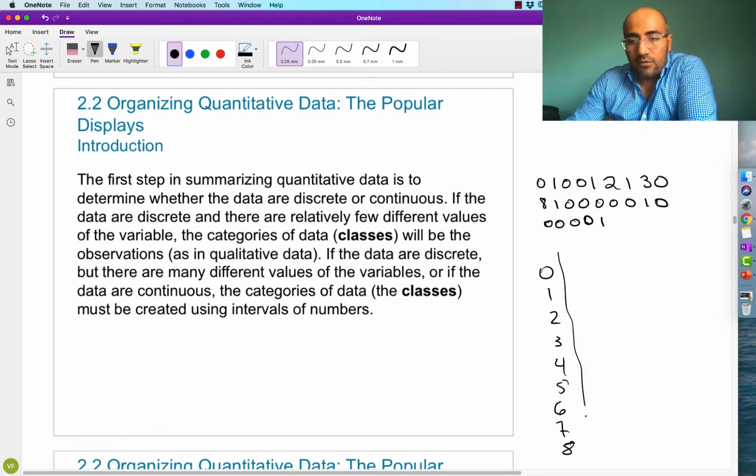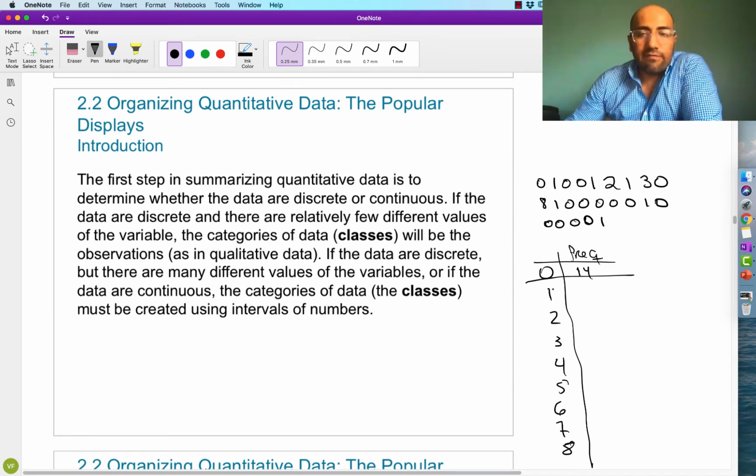Okay, and then I can do a tally and see, okay, how many times did I see a 0? 1, 2, 3, 4, 5, 6, 7, 8, 9, 10, 11, 12, 13, 14 times. Right? Of course, that's the frequency. Good. And these are called classes.